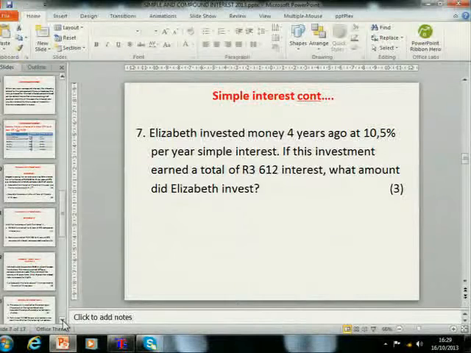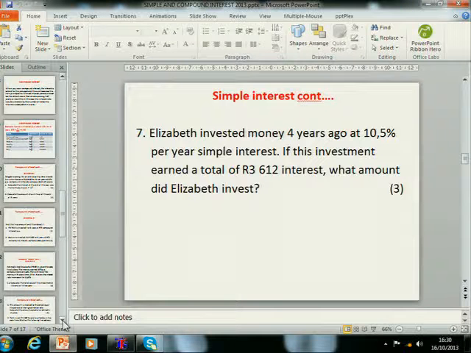Yes, we are back. Let's look at what we have in here with Elizabeth. Elizabeth invested money 4 years ago at 10.5% per year simple interest. If this investment earned a total of 3,612 interest, what amount did Elizabeth invest?